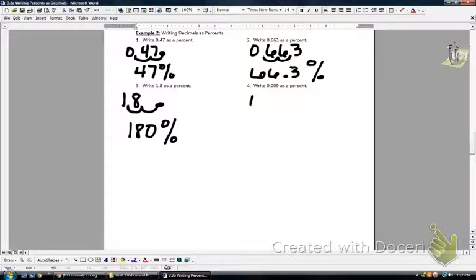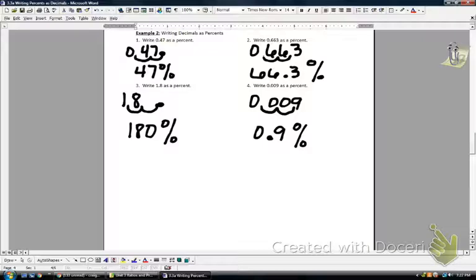And then my last one, 0.009. I'm going to move my decimal point 2 places to the right. 1, 2. So that becomes 0.00. Oh, I'm writing this as a percent. Let me erase this. So that becomes 0.9%. So there are my decimals written as percents.